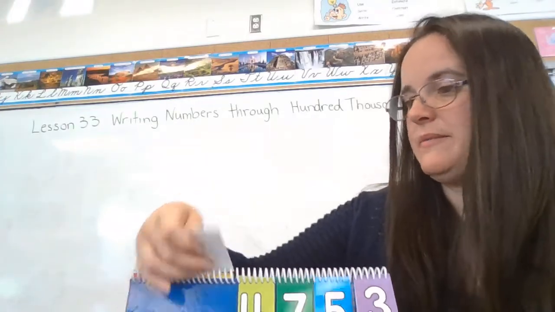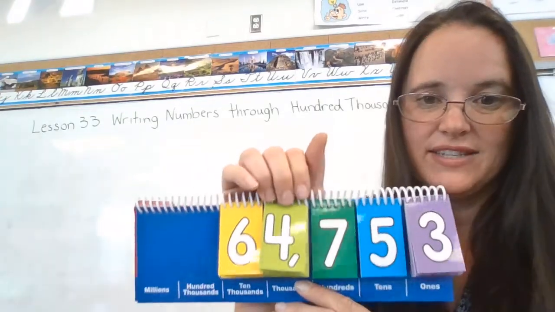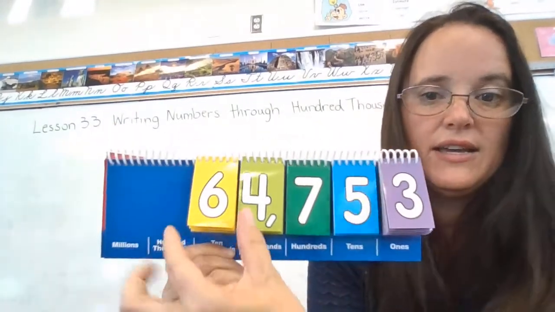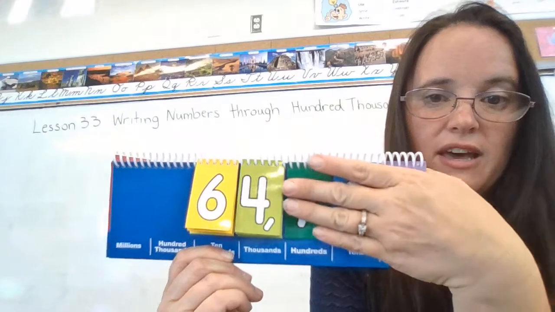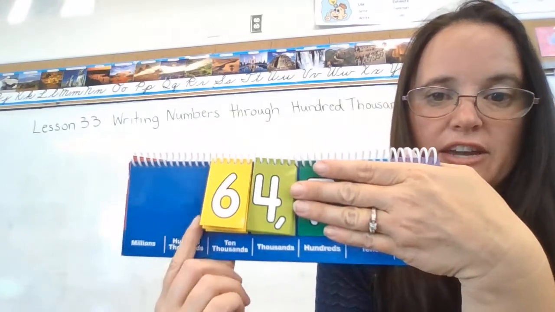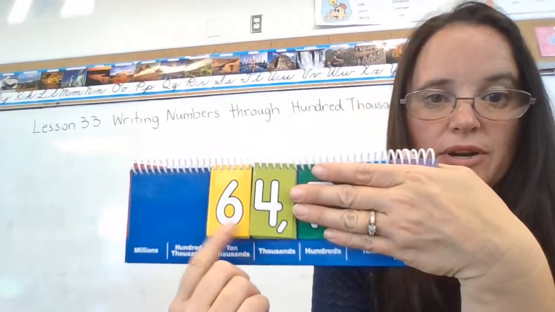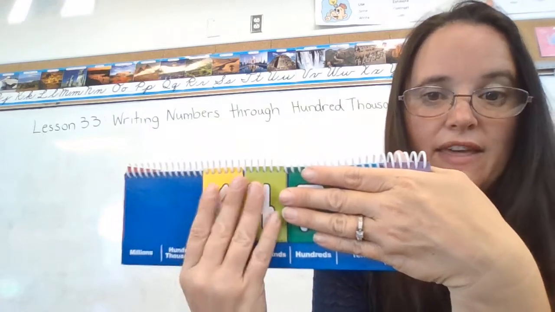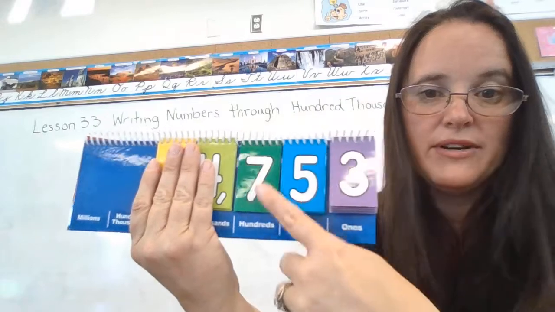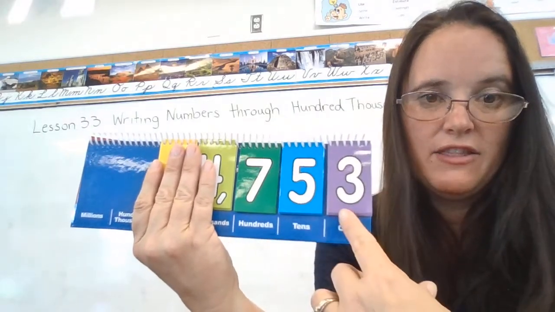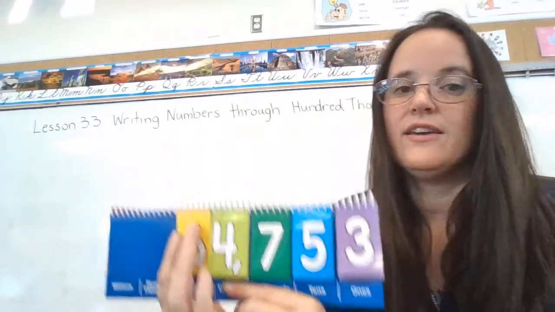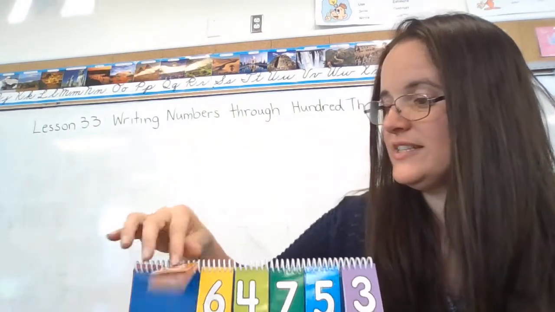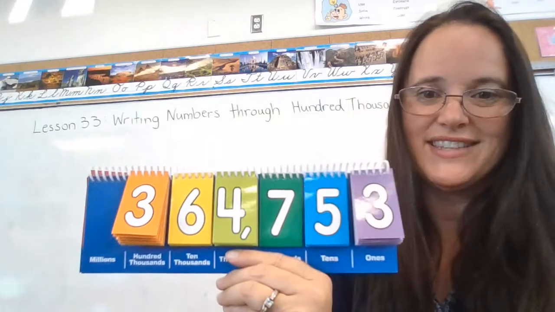Well, what if I add another place value? What if we put something in the 10,000s? So now we're going to read this section by section. I'm going to cover up what's after the comma here, and we just read this number. And we'll say 64,000. And then we ignore that and we read this number, 753.